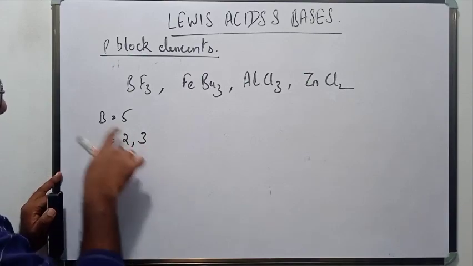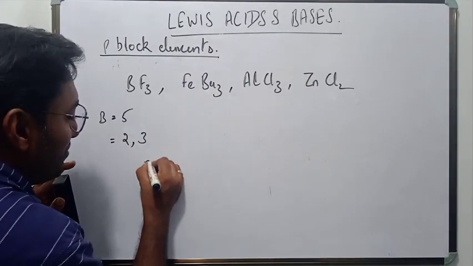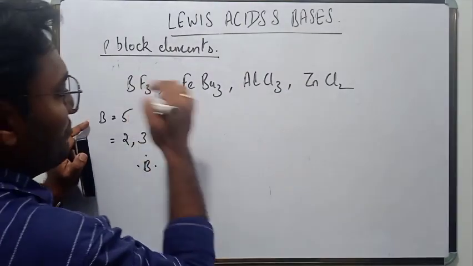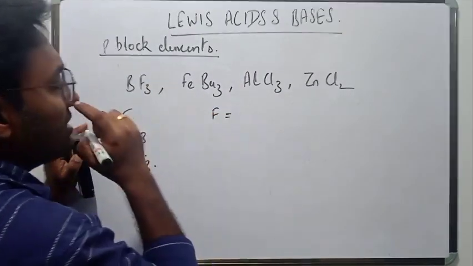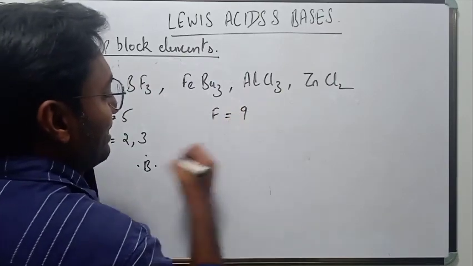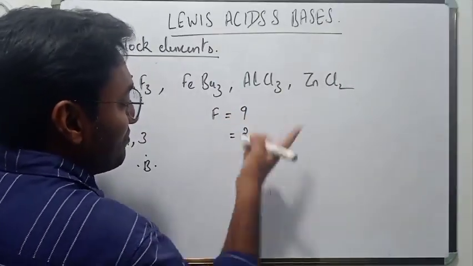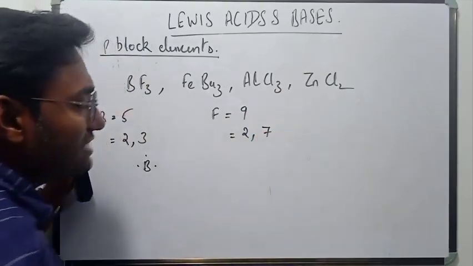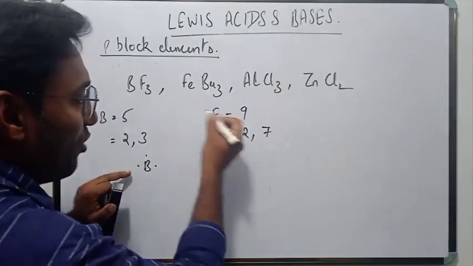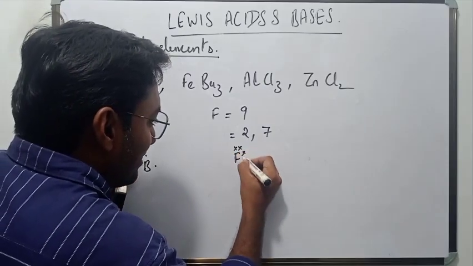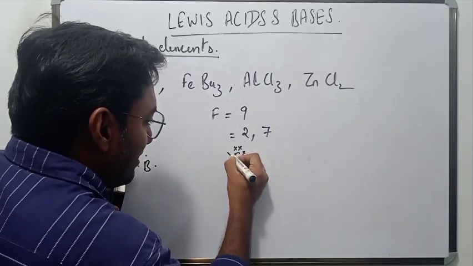Three valence electrons are present in boron, so I am going to draw boron like this. Now let us take fluorine. What is the atomic number of fluorine? 9. And there are 2 electrons in the first shell and 7 in the second shell. So what is the valence electron count of fluorine? 7. Let me draw for fluorine. This is for fluorine, 7.